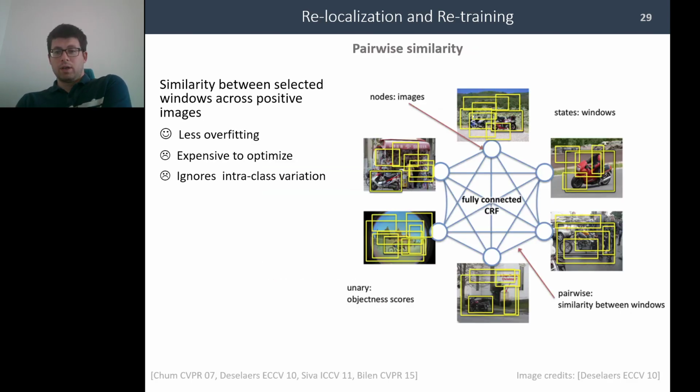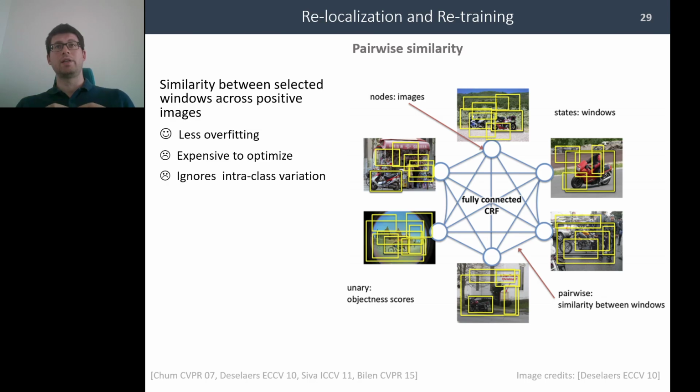Okay, so another way of improving relocalization is introducing some soft constraints. For example, in the window selection process, we usually have 3,000 windows in each image. So we may want to eliminate some of them or put some constraint on the selection process. One cue used for this goal is pairwise similarities. Deselaers have shown in ECCV 10 such pairwise similarity.